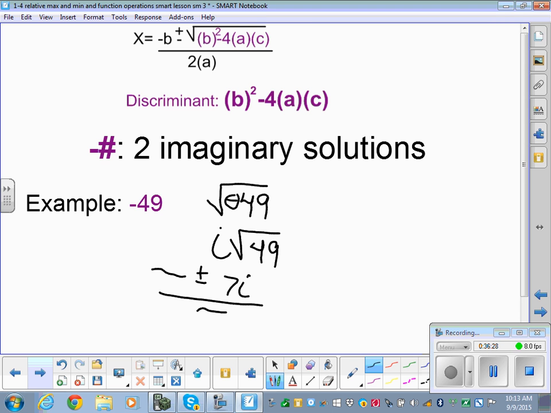Makes sense. So just think about, okay, what is the discriminant? It's what's under the square root. So if I got a negative, I'm going to have two imaginary solutions. I have seen one like this on the ACT. You'll see this again.